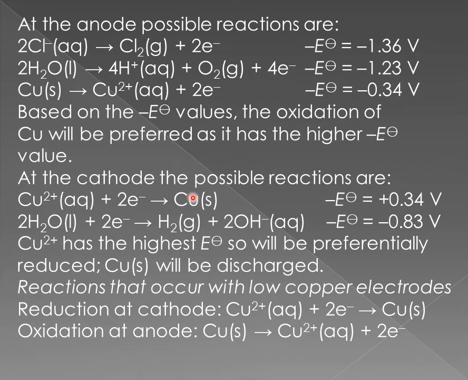At the cathode, we discussed before that the value of copper is higher than the value of water, so the reduction will happen to the copper ion rather than the water molecule, and copper metal will be discharged at the cathode. Reactions that occur with copper electrodes: reduction at cathode, copper ion plus 2 electrons gives copper metal, and oxidation at anode, copper metal gives copper ion plus 2 electrons.